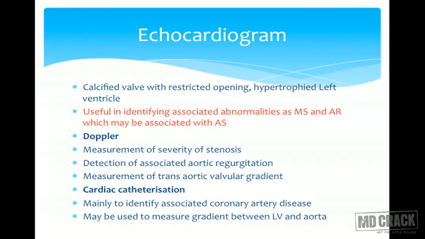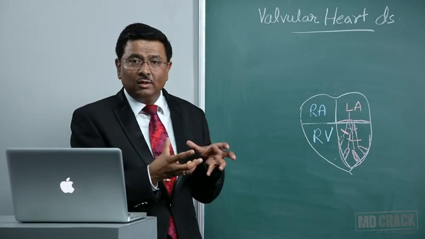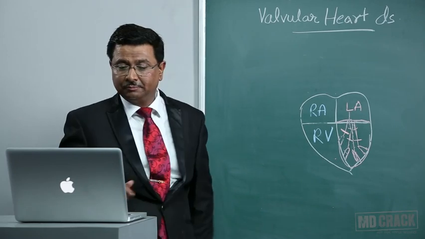Echo shows a calcified valve with restricted opening, and you can get a hypertrophied left ventricle also. It is useful in identifying abnormalities such as MS and AR, which may be associated with AS, right? So you can get mitral stenosis and mitral regurgitation as associated anomalies along with AS. So you can diagnose this. Doppler can measure the severity of the stenosis. It can detect the associated aortic regurgitation. It can also measure the trans-aortic valvular pressure gradient.